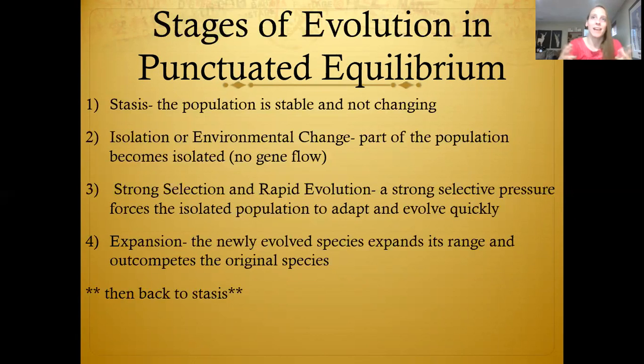So something like the environment changes, or there's not enough food to go around, or there's a lot of competition, some sort of strong selective pressure, which causes that isolated population to evolve very rapidly. So it changes very rapidly. And then the last step is expansion, where that newly evolved species expands its range and then outcompetes the original species. And then it would go back to stasis again.